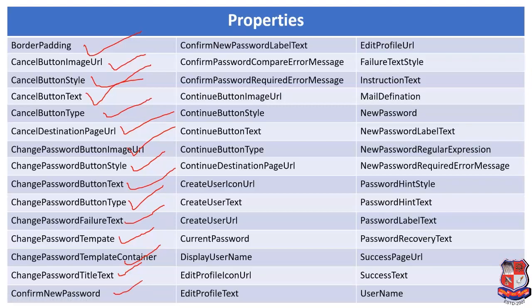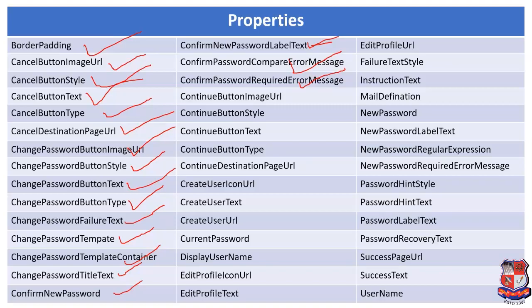Next is confirm new password. It is used to get the value of the confirm new password text box. Next is confirm new password label text. It is used to set or get the label text for the confirm password text box. Next is confirm password compare error message. It is used to set or get the message that is displayed when the new password and the duplicate password are not identical.